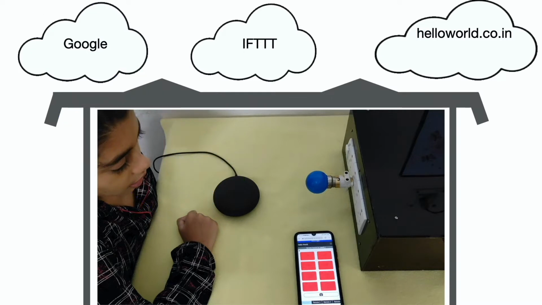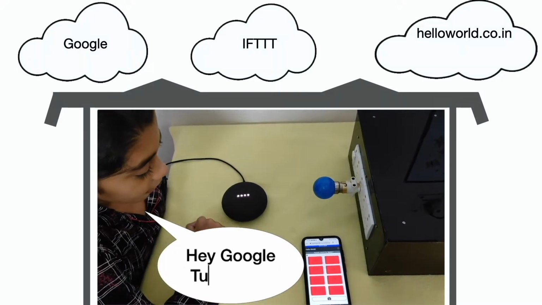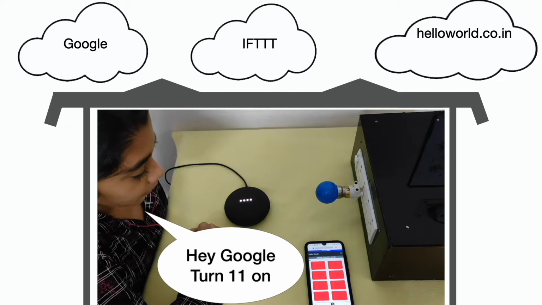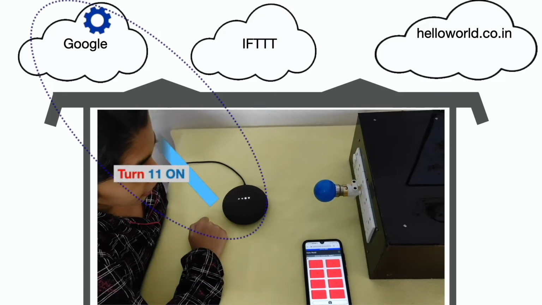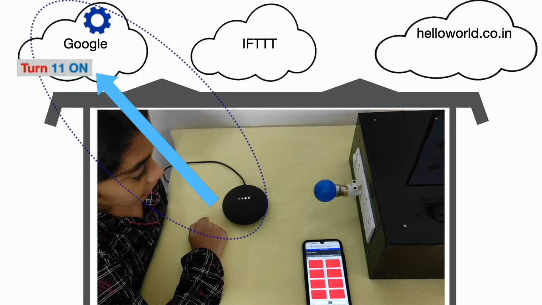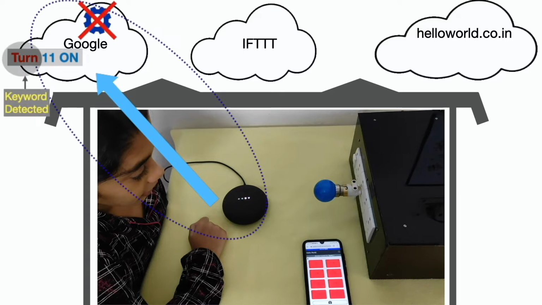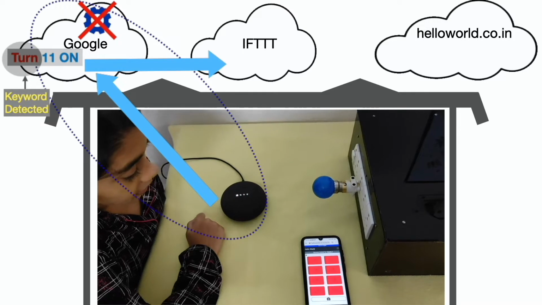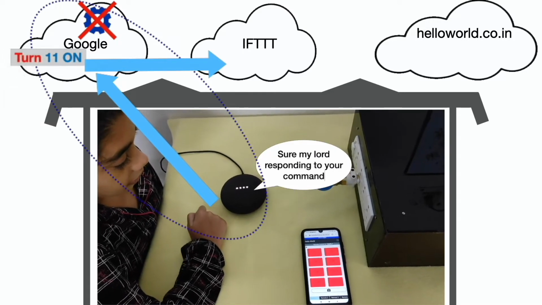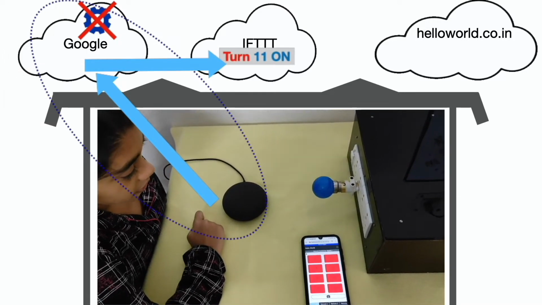But in this project, when a phrase is spoken, Hey Google, turn 11 on, it contained a keyword turn. When it is detected by Google, the sentence is not processed by Google and forwarded to a web service called IFTTT, and we hear a customized response. Show my lord responding to your command. How to achieve this with IFTTT is covered later in this video.